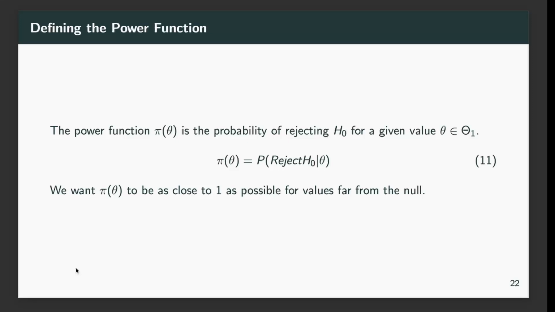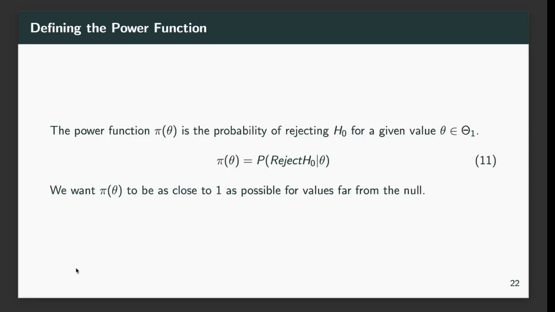I want you to know that the power function is defined for all values of theta, including the values under the assumptions of H null. When the data is under H null, pi of theta should equal alpha, which is when we reject H null with probability alpha by chance. As theta moves away from the null towards the alternative, pi of theta should increase towards 1. The faster it increases, the more sensitive the test is.